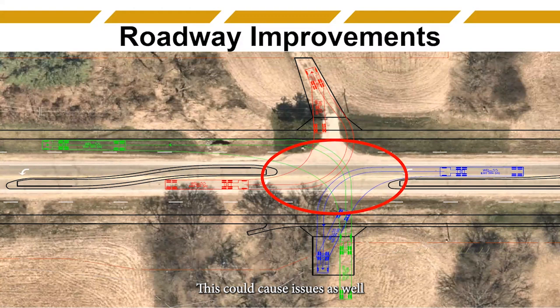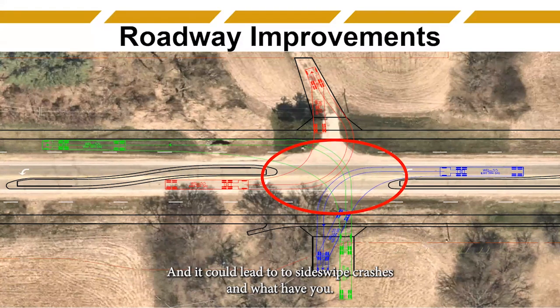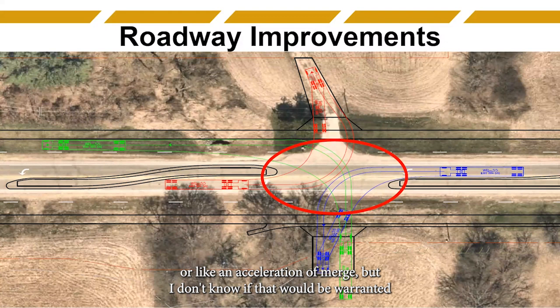This could cause issues as well, from a standpoint that people don't know what exactly is going on as they're driving past you, and it could lead to sideswipe crashes and what have you. That's why we typically don't do something like that. There are certain situations if we have high speeds where we might do a merge lane or an acceleration lane to merge, but I don't know if that would be warranted in this location given the 45-mile-an-hour speed. But we will certainly look at it. Great, thank you.